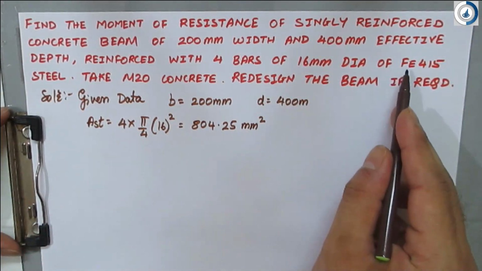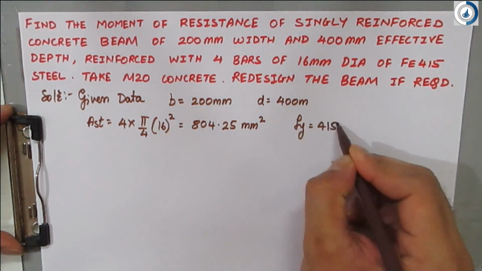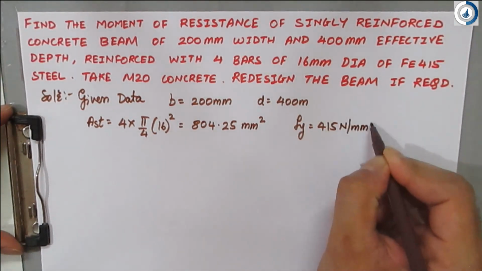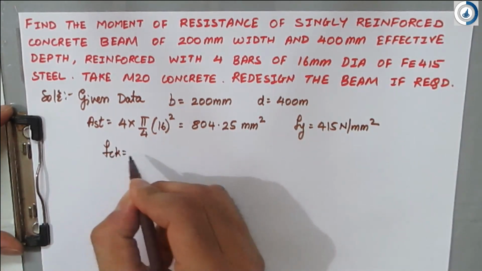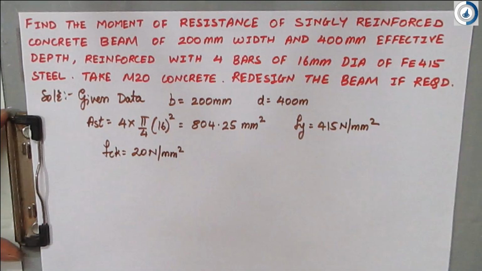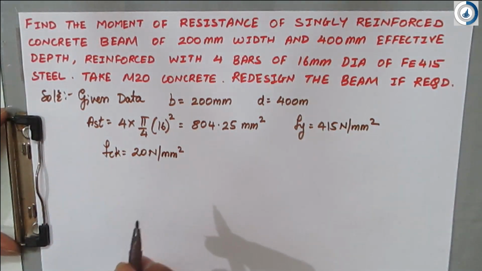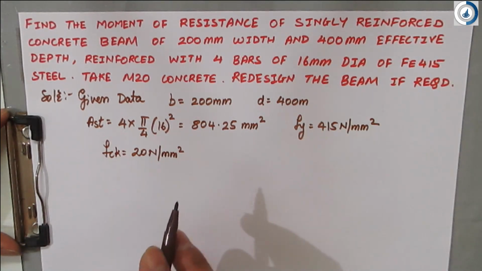Then they have mentioned Fe415, so fy is 415 Newton per mm squared, and M20 concrete, so fck equals 20 Newton per mm squared. These are the given things. Now, as usual in analysis problems, you first have to find the depth of neutral axis, and based on the depth of neutral axis you will classify this beam as an over reinforced or under reinforced section.